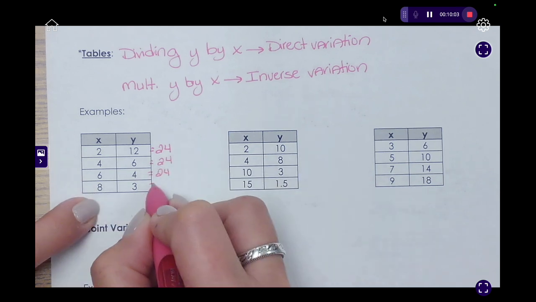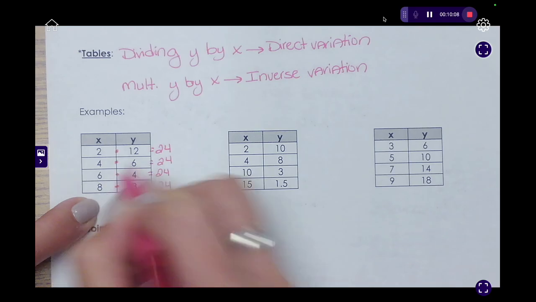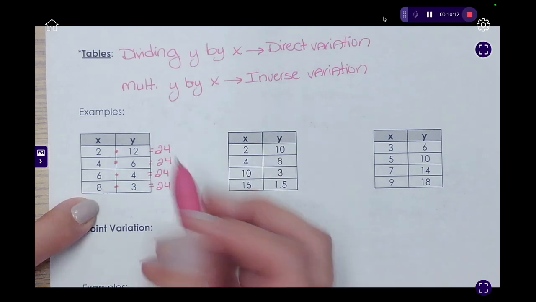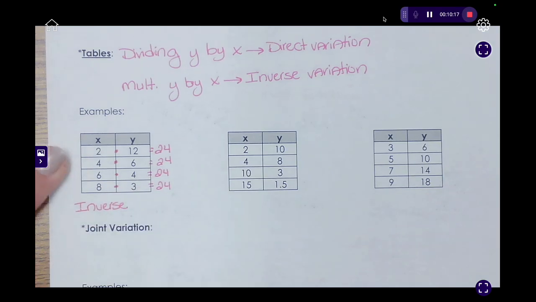And the last one, 8 times 3 is 24. So all of these worked with multiplication. So when I multiplied across, they all equal 24. So if I am multiplying them, that means that's an example of the inverse variation. So that would be an inverse variation.